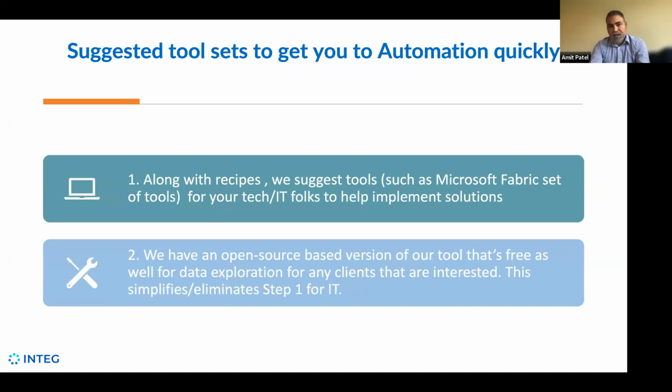And then again, as I said, we will give you the suggested tool sets as well to get you to automation quickly. In the recipes, we talk about tool sets such as the Microsoft Fabric set of tools, and we go into more details. We also have a free version of our tool that's open source based for data exploration. If you want to use that, I'll show you a little bit of that, but you don't need to. You can use other tools as well, and your IT may have other tools. If we provide the recipes, they may be able to figure out what to do with those. Again, the key is that these tools need to be integrated, and I'll walk you through that in a little bit when we go into the solution.